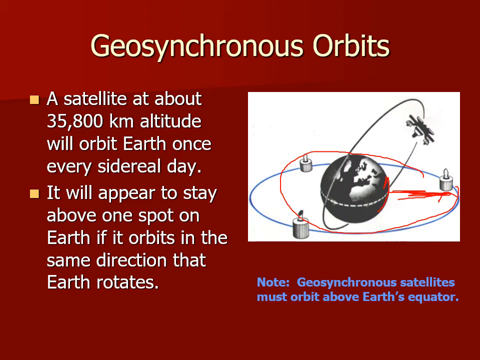Now, it has to be hanging over the equator because the Earth rotates that way. So a geosynchronous satellite with a polar orbit would not stay in one spot. It would pass over the same spot on Earth at the same time every day, but it would not actually be a synchronous orbit. There are some military satellites that are set up so they orbit the Earth just like that, so they pass over the same spot every day at exactly the same time for surveillance purposes.